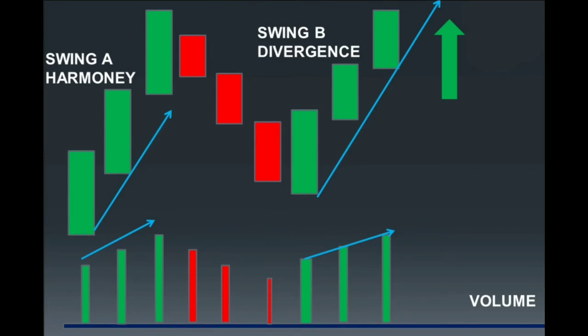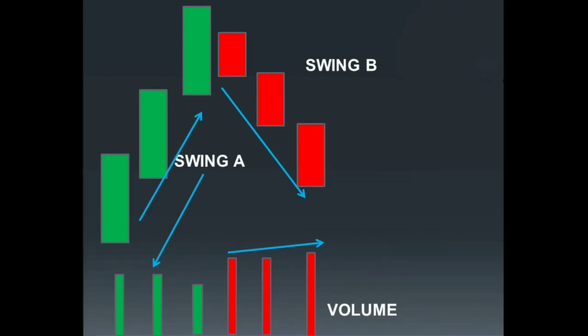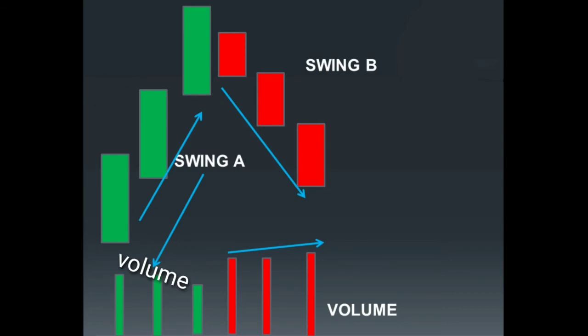In summary, if price is increasing and volume is also increasing, then the trend is likely to continue upward. If price is falling and the volume is also increasing, then the trend is likely to continue downward. That's a harmony. That's volume price harmony. But in the case of divergence, if price is increasing and volume is reducing, it means the uptrend is likely to weaken or not continue.